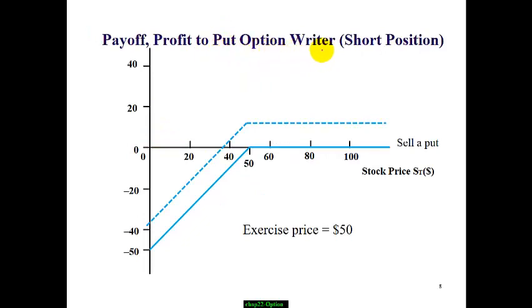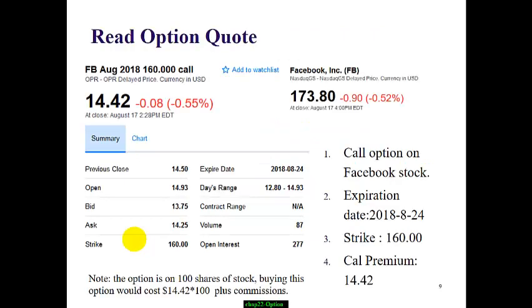The put option writers are in the short position, so they sell the put option and receive some premium upfront. Why do they sell the put option? Because they believe the price will go up. If the price goes up, the put option is out of the money, so they are able to keep this premium. If the price goes down, the put option is in the money, so they will lose some amount. If the exercise price or strike price is $50, the maximum amount they will lose is $50.